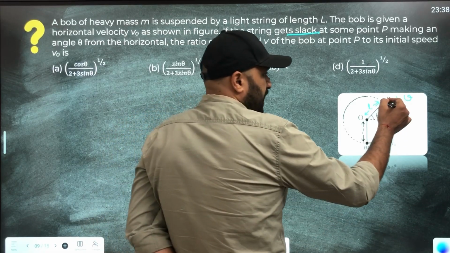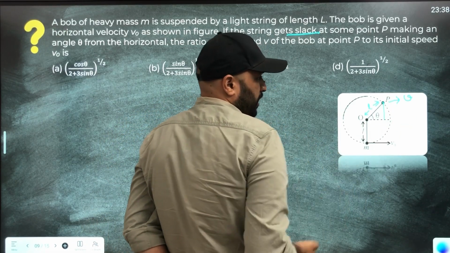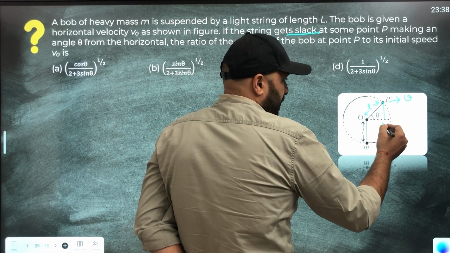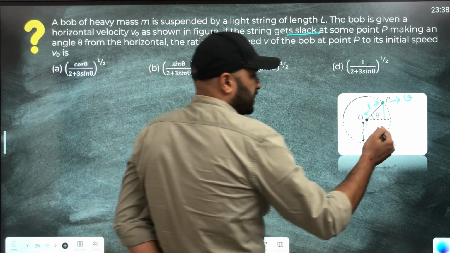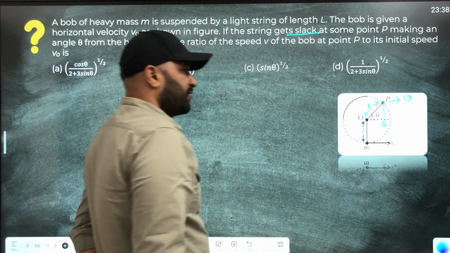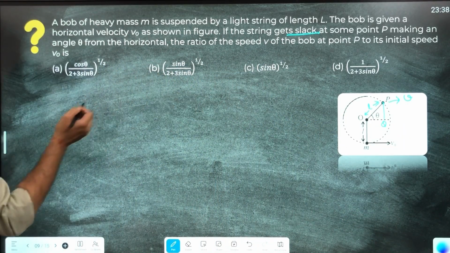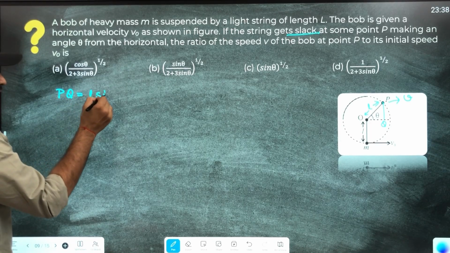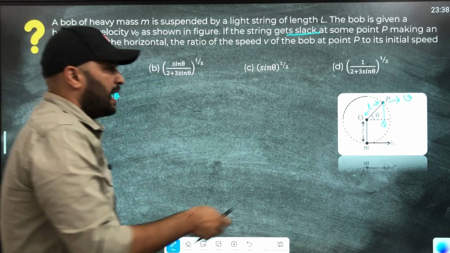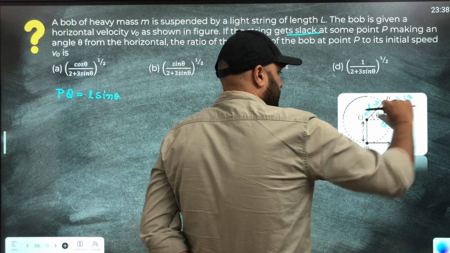So what I'll do here is make a perpendicular here. To avoid confusion with M, which is already there, let's call it PQ. Let's find the value of PQ. Obviously, PQ will be nothing but L sine theta. This is L, so PQ is L sine theta.